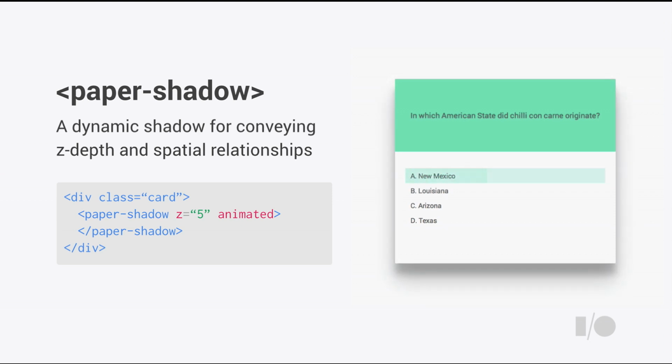It can feel like they're actually interacting with a real thing. Now, under the hood, paper shadow is actually generating two shadows, so it looks a bit more realistic and lifelike, and it's an improvement on the basic CSS box shadow.